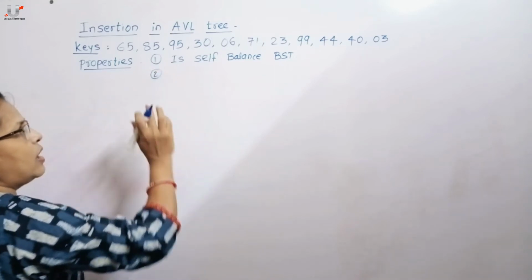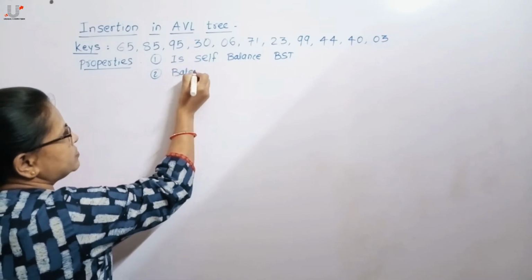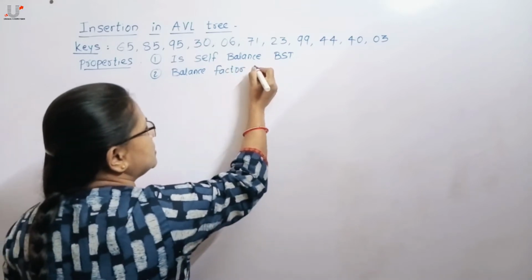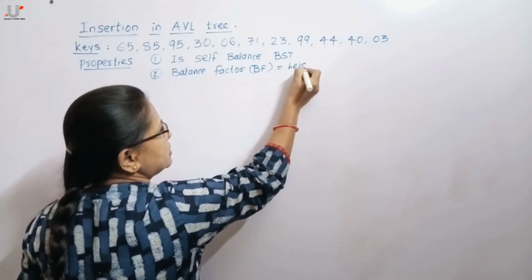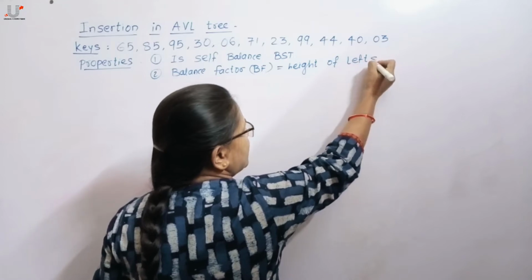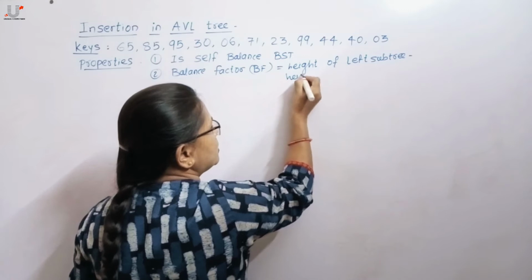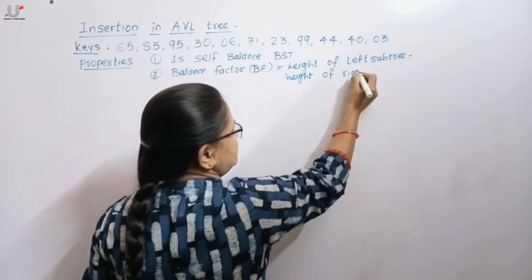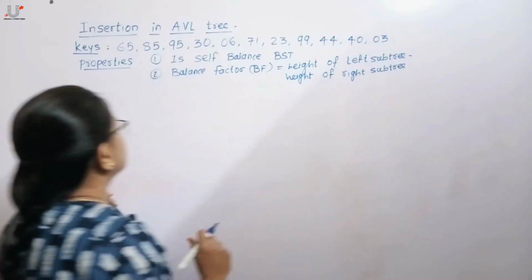Second, after each insertion, we have to check the balance factor. The balance factor, BF, is calculated using the formula: height of left subtree minus height of right subtree. Now let's start.